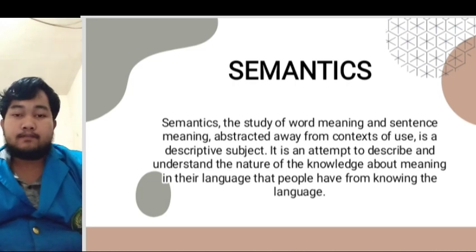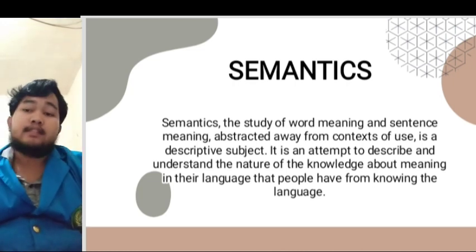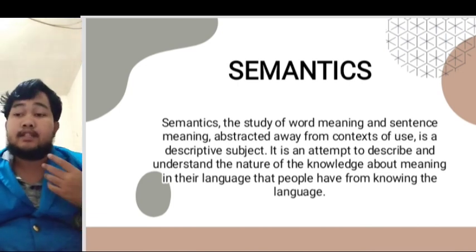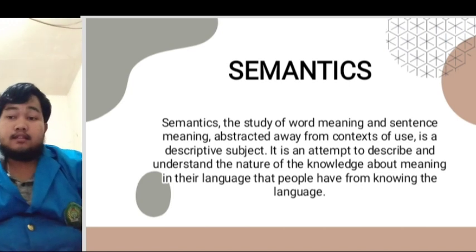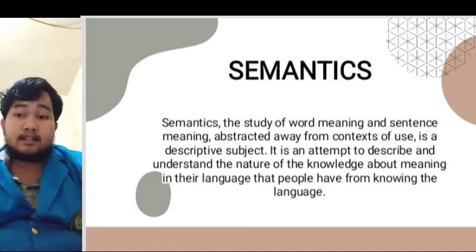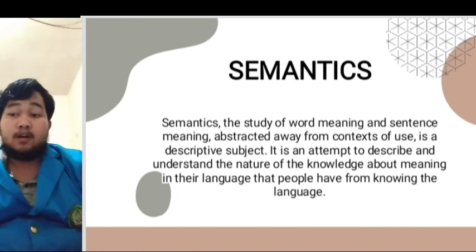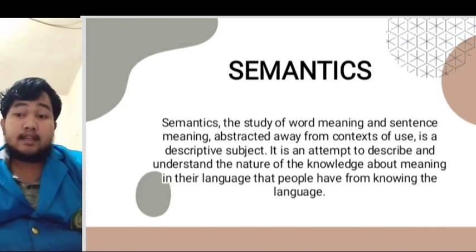So, what is semantics? Semantics is the study of word meanings and sentence meanings abstracted away from context of use in a descriptive subject. It is an attempt to describe and understand the nature of the knowledge about meaning in their language that people have from knowing the language. So basically, semantics is the study of the use of words, sentence, and the context in which they are used.